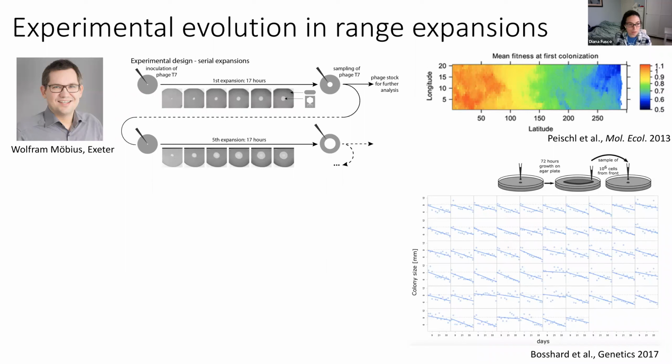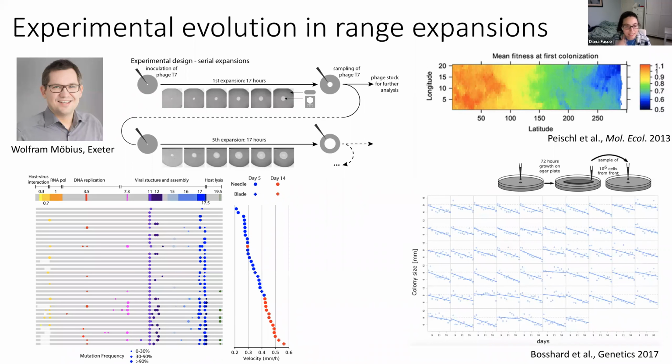However, what Wolfram observed in his experiments was an accumulation of mutations that were quite consistent across replicates. But in particular, what I want to highlight here is that the front velocity kept increasing over the course of the experiment. These phages were getting faster and faster, which is very different from what was seen in the microbial example. So what is different?